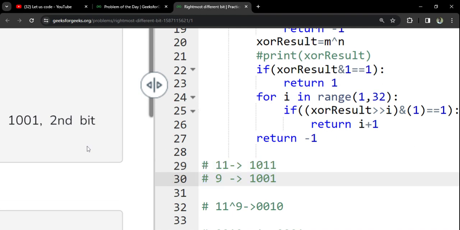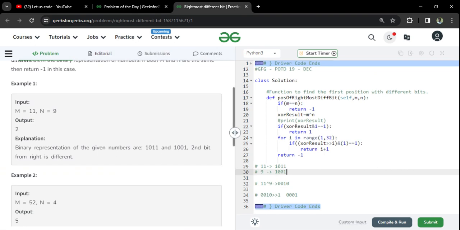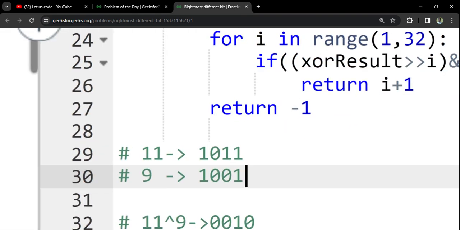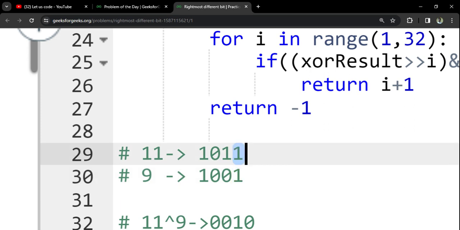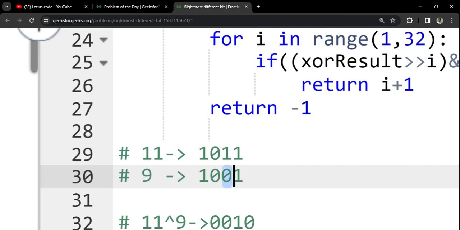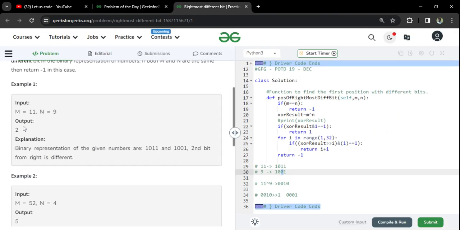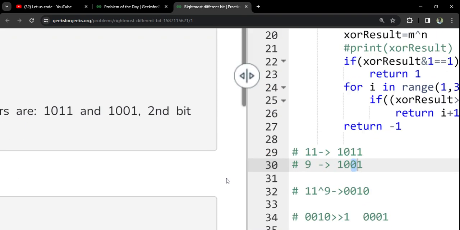What they're asking us to do is find the rightmost different bit. In this case, you can see 1 and 1 are the same. The question asks for rightmost, so we'll start from the right itself and go from right to left. This is the same again. This bit you can see is the different one, so this is the rightmost different bit. What is the index of it? It is 2. So we have to return 2 as the answer. That is what is expected of us.